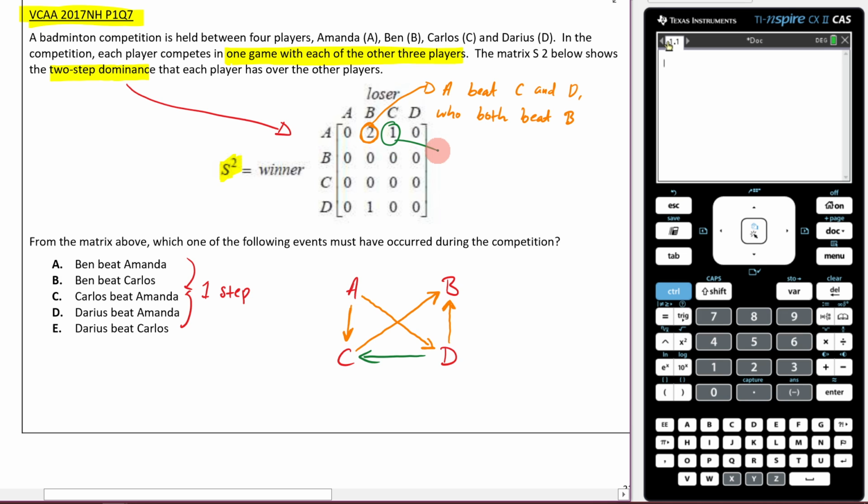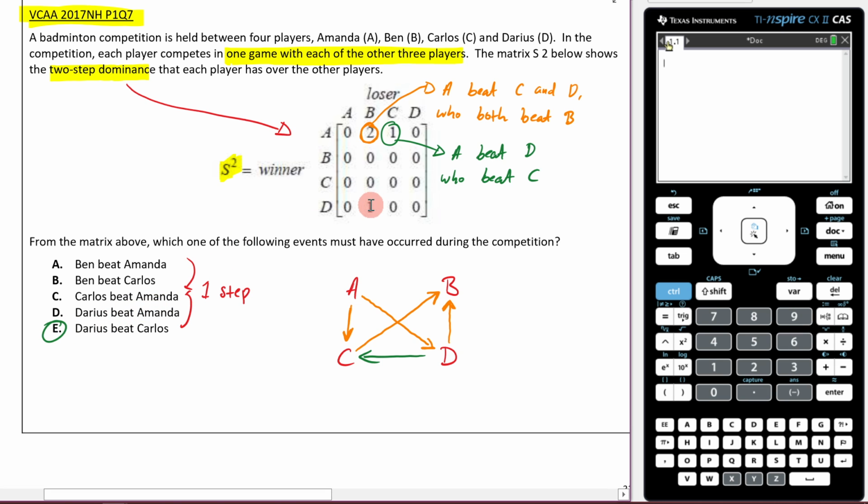So if we come over here, what this one is telling me is that A beat D, who beat C. That's the only way that that can happen based on what we know in the orange there. So A beat D, who beat C. That means Darius beat Carlos. E is my answer. Darius beat Carlos. And we're done, just like that.